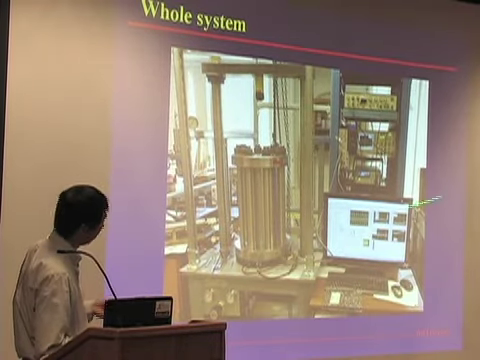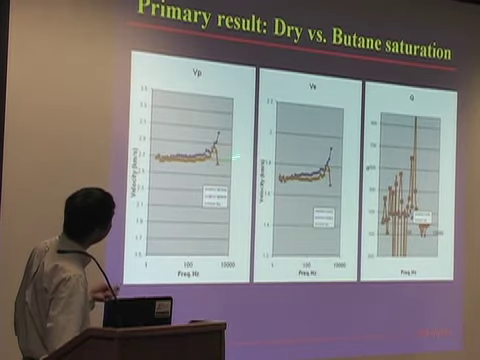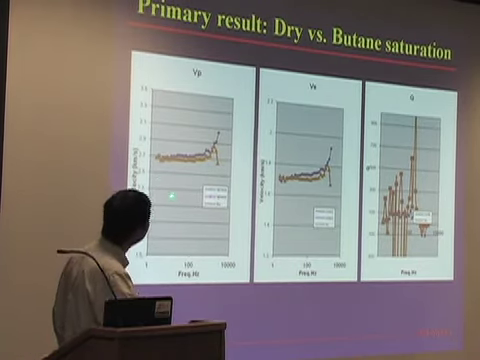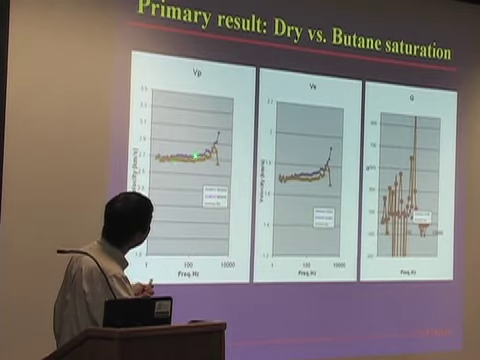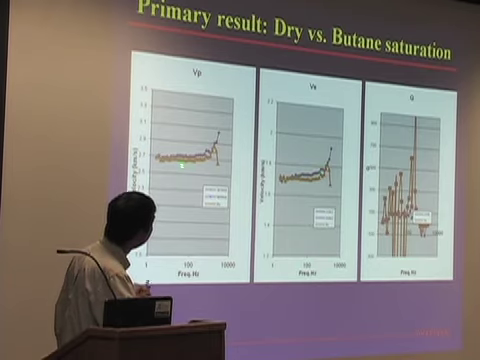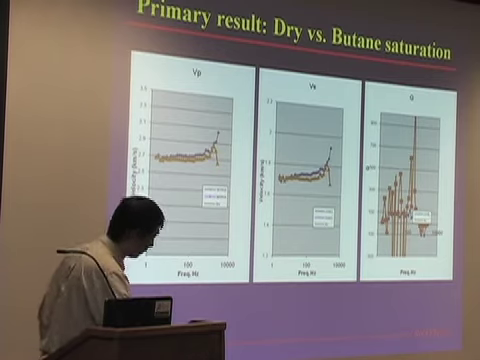So here's a picture of the whole system, and this is just one of the results we obtained from a rock sandstone. This is the dry measurement, and the brine and butane saturation. We can see the different situation. Dry, we don't see much attenuation. With the butane saturation, we can see clear dispersion here, and also the Q value displayed here.